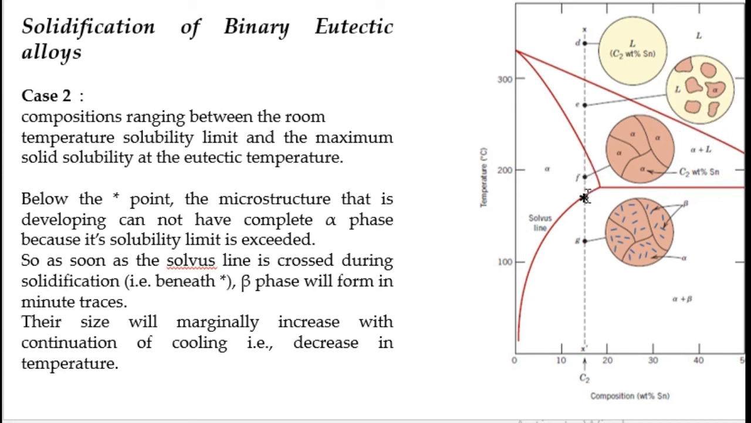Now if you keep on decreasing the temperature, and as you cross this point, this star point, if you cross this line, we know this is called a solvus line. So as soon as the solvus line is crossed during solidification, beta phase will form in minute traces, because we know that beyond this solvus line, alpha phase cannot exist as a single phase, because if you cross the solvus line, you enter the two phase region. So alpha was already forming. If you cross the solvus line, beta phase will start forming, because this is alpha plus beta region, but these will be in traces only, and their size will increase marginally with continuation of cooling. As you decrease the temperature, the size will marginally increase.